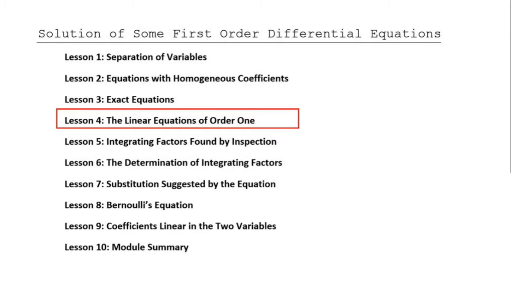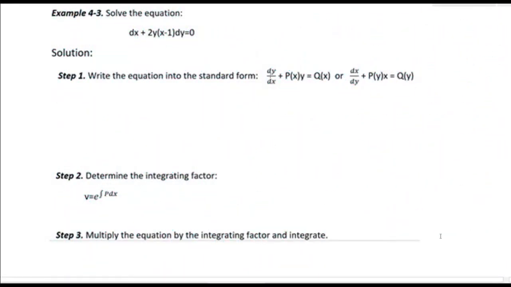Hello everyone, this is the second video on the linear equations of order 1. If you did not watch the first part yet, please watch it prior to this current discussion. Now let's move to another example. Solve the equation dx plus (2yx minus 1) dy equals 0.